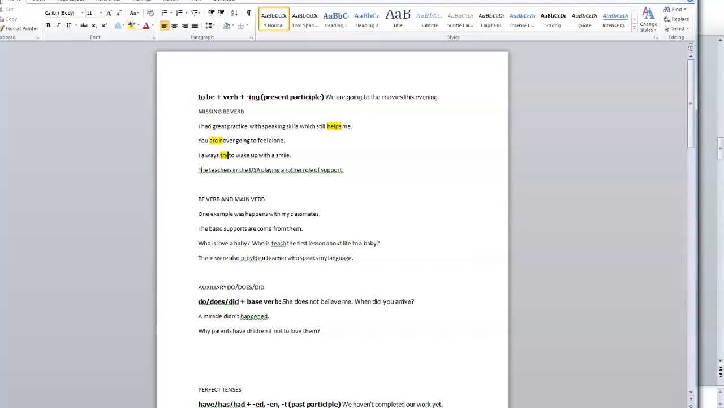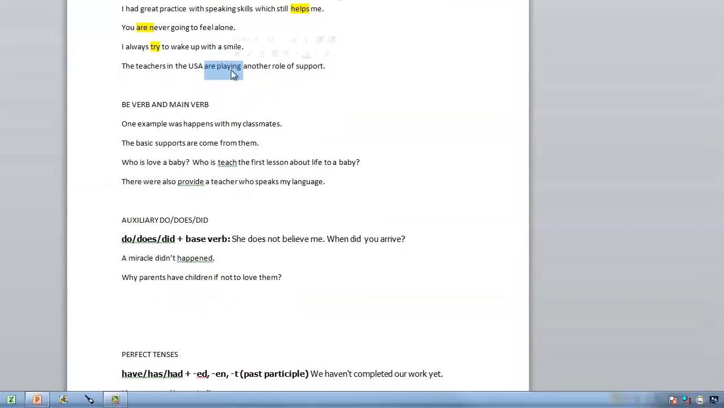Let's look at this sentence. The teachers in the USA play another role of support. Okay, here's the problem. Playing another role of support. So again, one choice would be to say are playing, which means the teachers right now in this moment are playing. But probably the better choice would be to make this into a simple present verb.